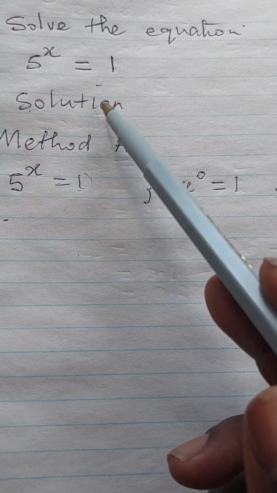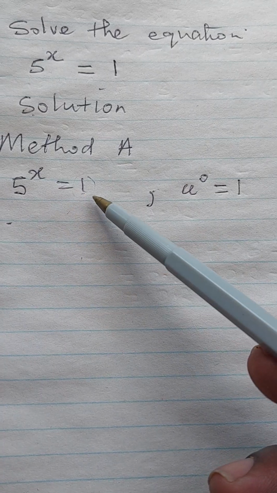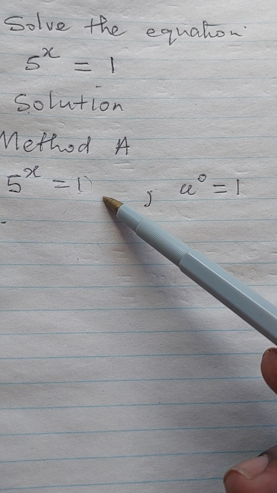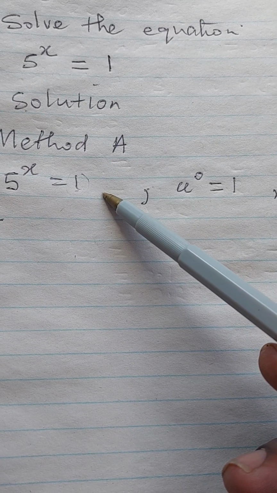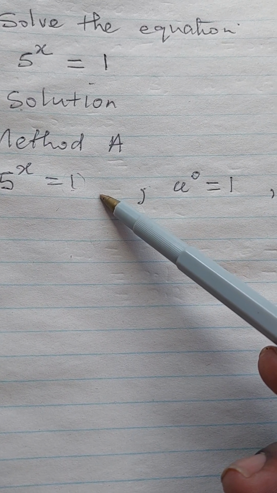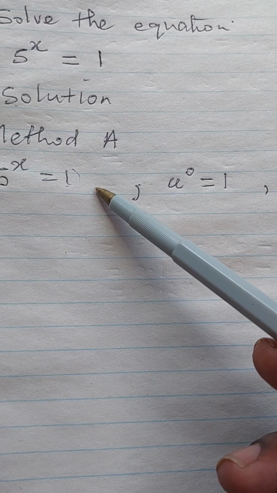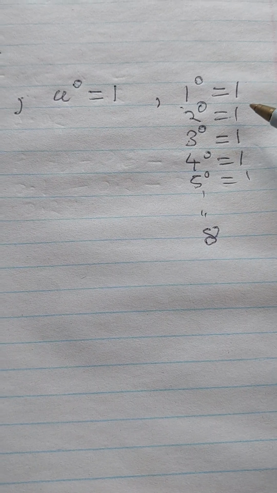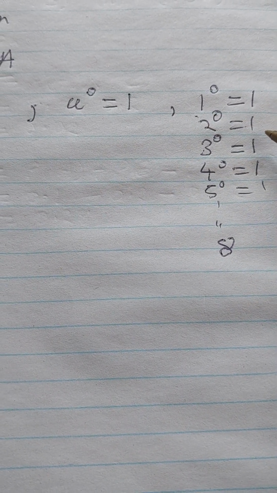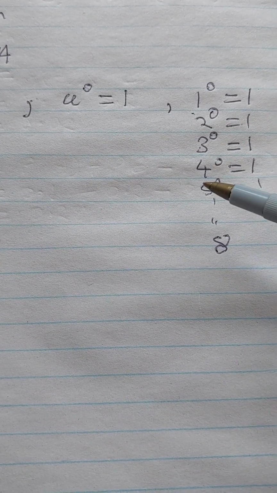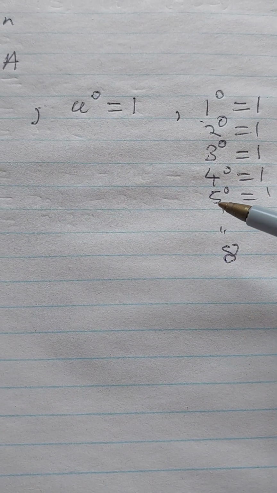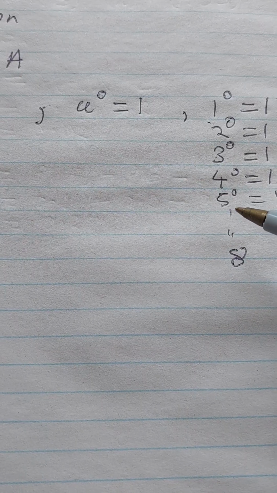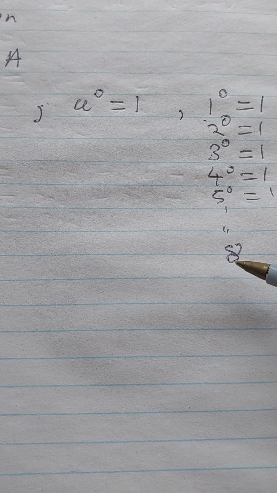So we rewrite the equation as 5^x = 1, but we want to apply the laws of indices. We know that any number to the power 0 is equal to 1. For example, 1 to the power 0 gives us 1, 2 to the power 0 gives us 1, 3 to the power 0 gives us 1, 4 to the power 0 gives us 1, 5 to the power 0 gives us 1. This is where we are interested most for today, and then up to infinity.